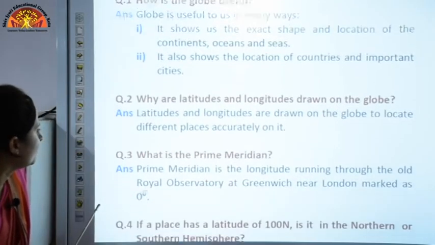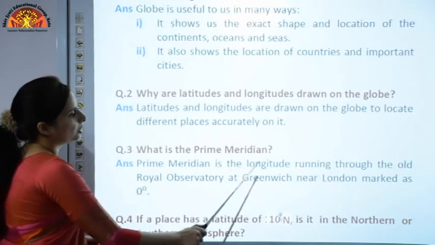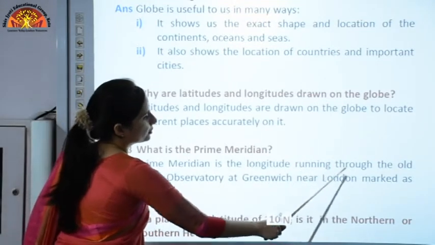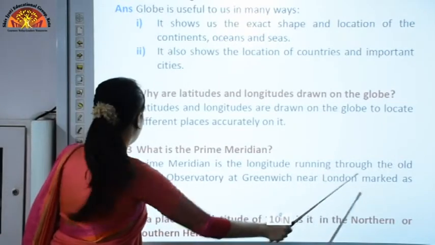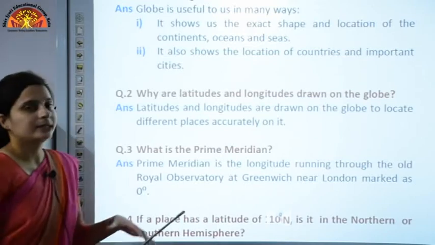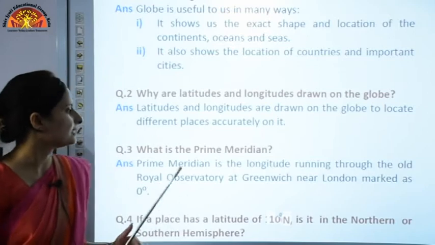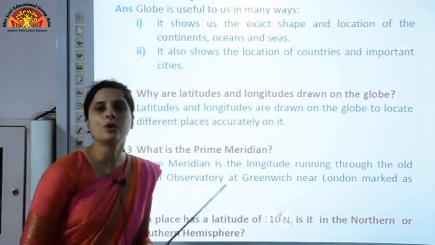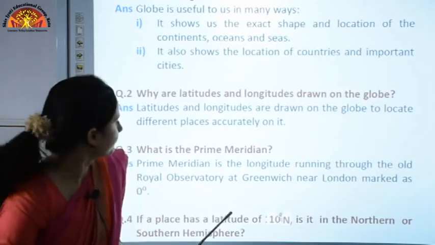Now question number 3 is, what is the prime meridian? The prime meridian is the longest longitude running through the old Royal Observatory at Greenwich near London, marked as 0 degree. You saw that the longest longitude is the prime meridian, which is marked at 0 degrees, and it runs through the old Royal Observatory at Greenwich, which is near London.